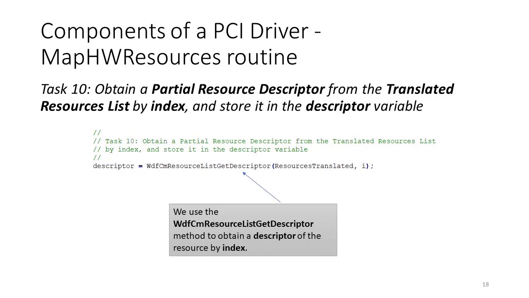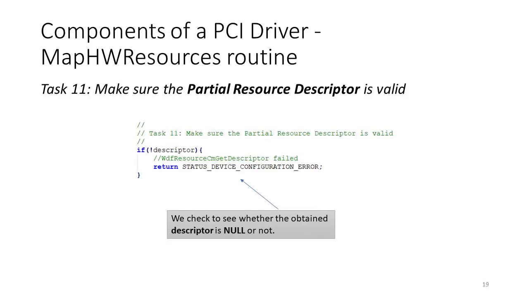Task number 10, obtain a partial resource descriptor from the translated resources list by index, and store it in the descriptor variable. We use the WDF-CM resource list getDescriptor method to obtain a descriptor of the resource by index. Task number 11, make sure the partial resource descriptor is valid. To make sure that the partial resource descriptor is valid, we simply check if it is not null.